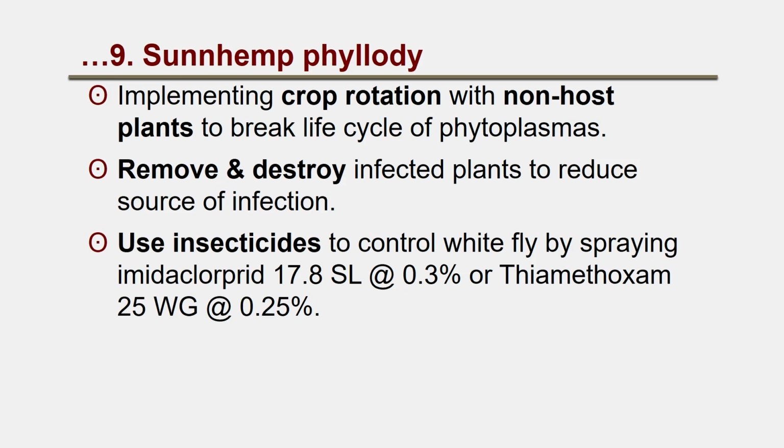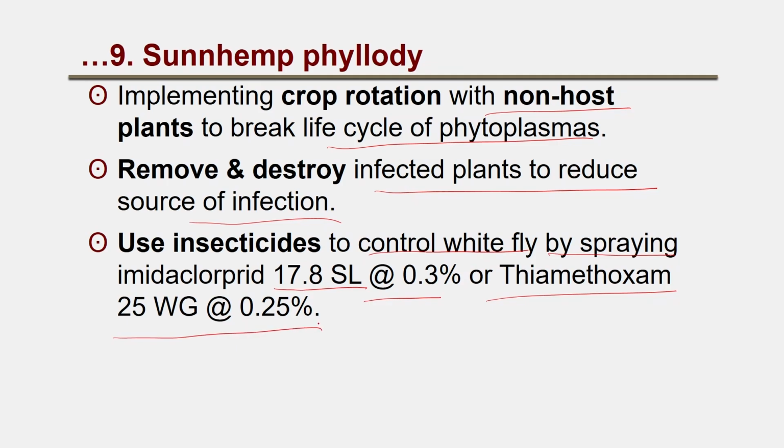So implementing crop rotation with non-host plant to break the life cycle of phytoplasma is a good control. Remove and destroy infected plants to reduce the source of infection. Use insecticide to control whitefly by spraying imidacloprid 17.8 SL at the rate of 0.3% or thiamethoxam 25 WG at the rate of 0.25%. So insecticides can be employed to control the vector.